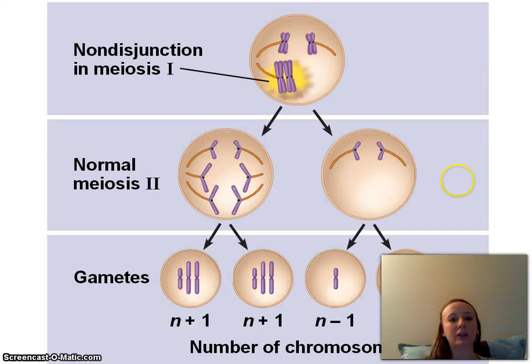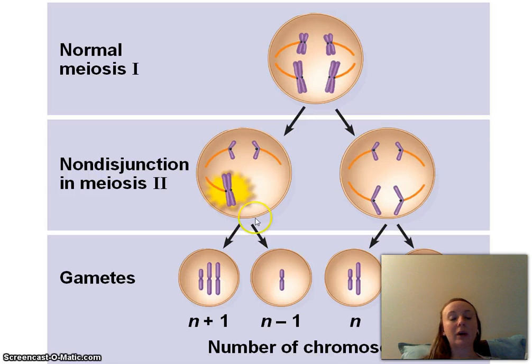Taking a look at a picture here, non-disjunction in meiosis 1. We see that homologous pair not separating. Then we'll take a look at the gametes. You have that extra number of chromosomes, so instead of having the normal number, you have n plus 1. And then take a look at these other gametes. Those are now missing a chromosome, so it's symbolized by n minus 1.